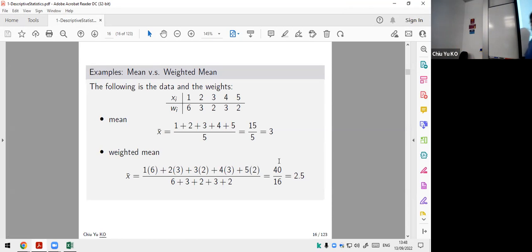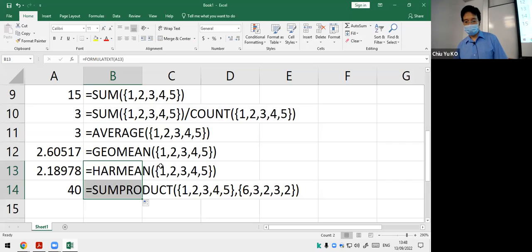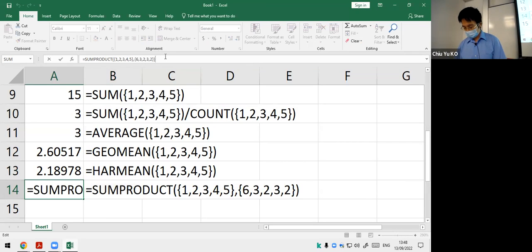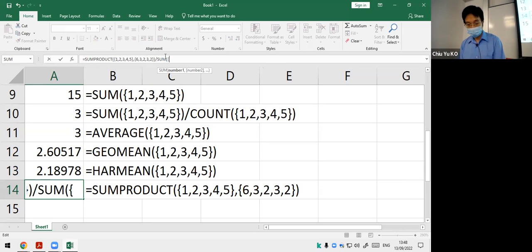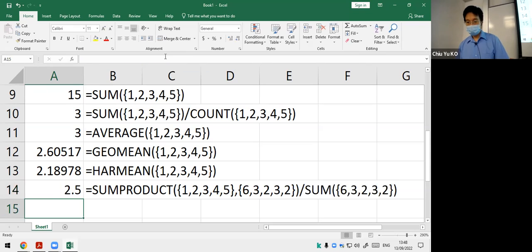And the denominator is the sum of the weights. We just do it at the end, divided by the sum of the weights. The sum of the weights will be just 6, 3, 2, 3, 2. Okay, so we get what we want to get. Sum product, this multiplied, divided by the sum. This is exactly how you would be doing it in Excel.